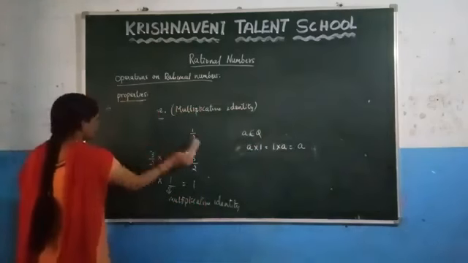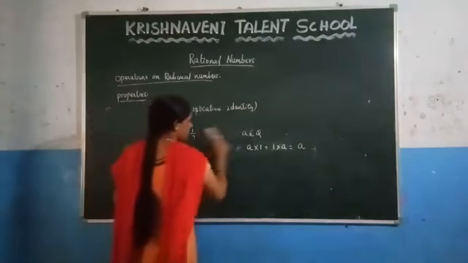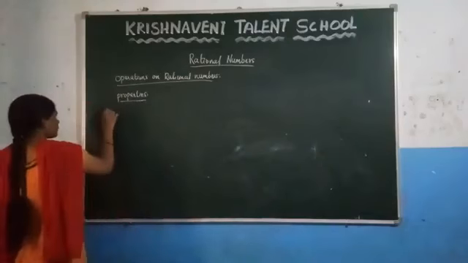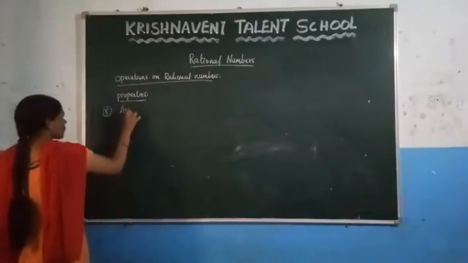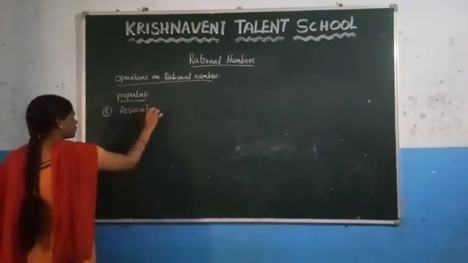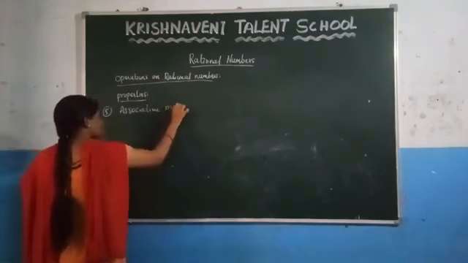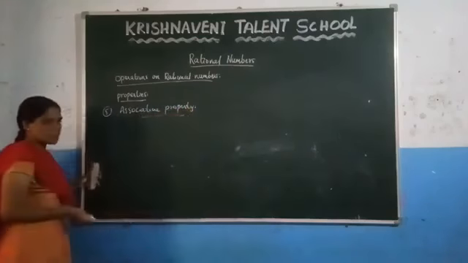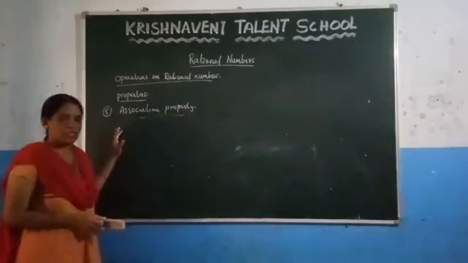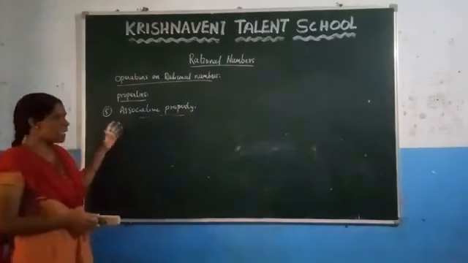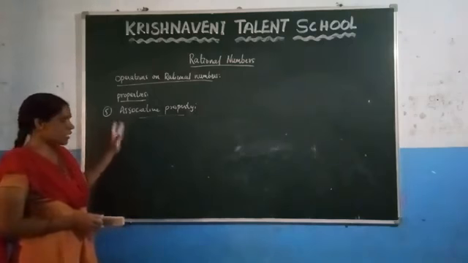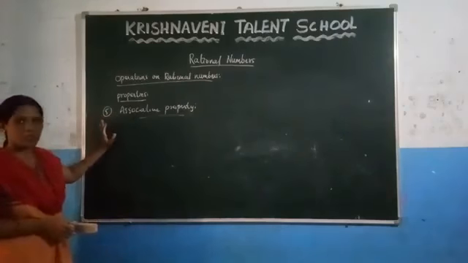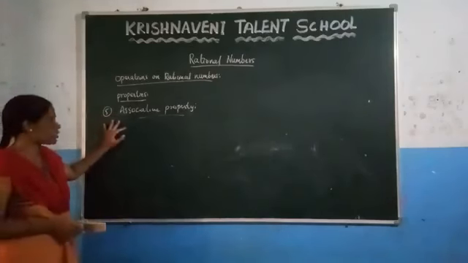And the next one is the associative property. Up to now what we have discussed is the closure property. What the closure property says is, if you consider any two rational numbers and you add, subtract or multiply, whatever the operation, the result must always be a rational number. That we call the closure property.